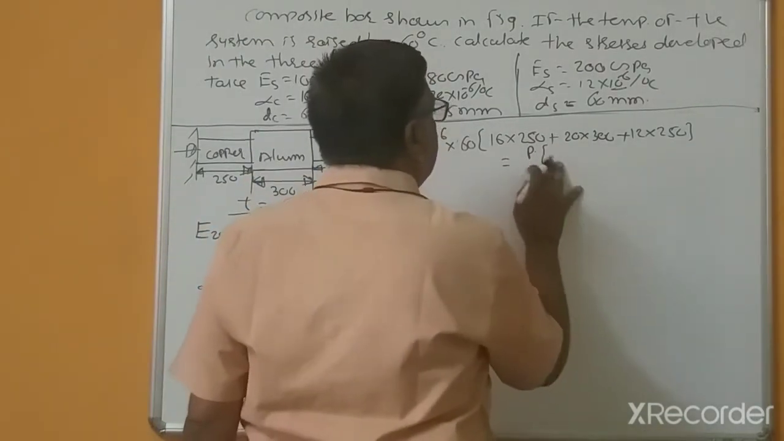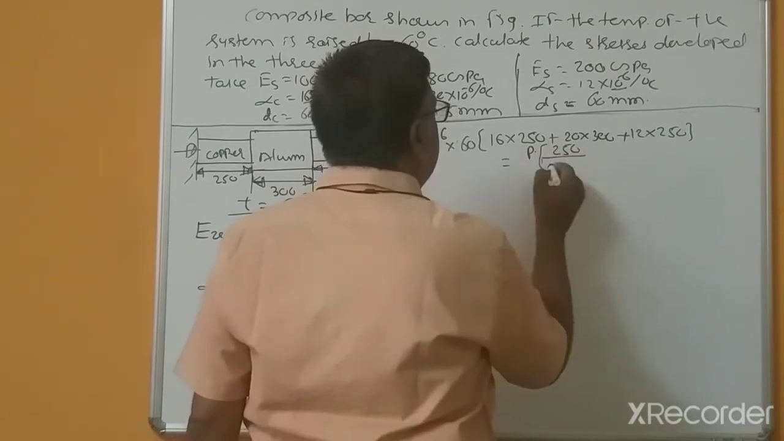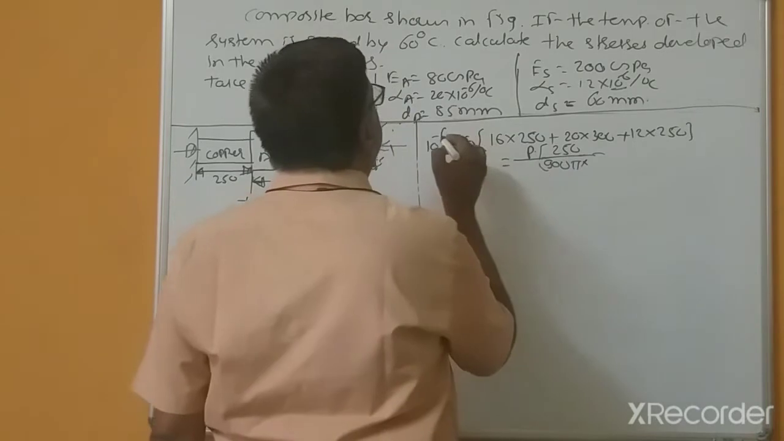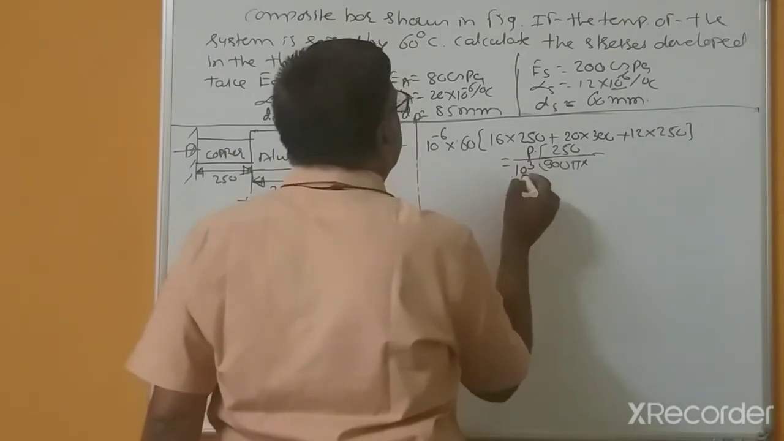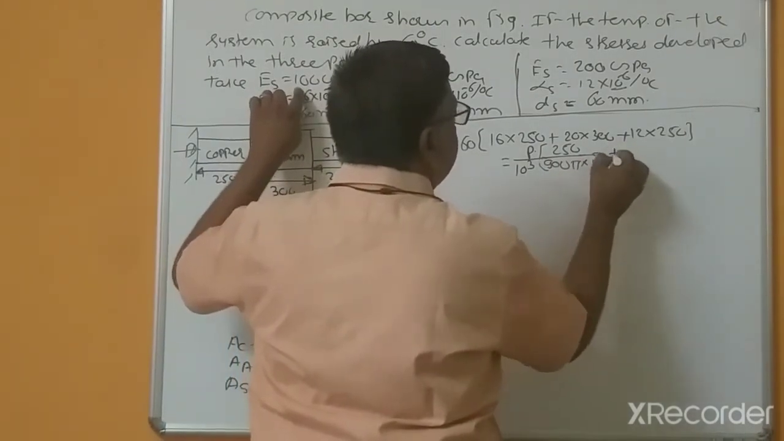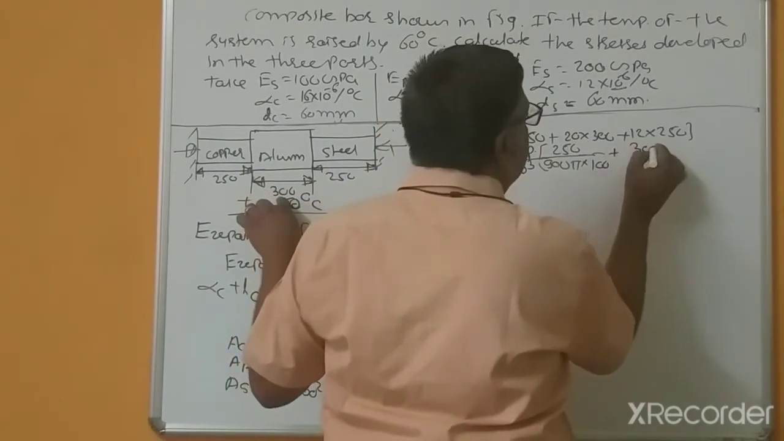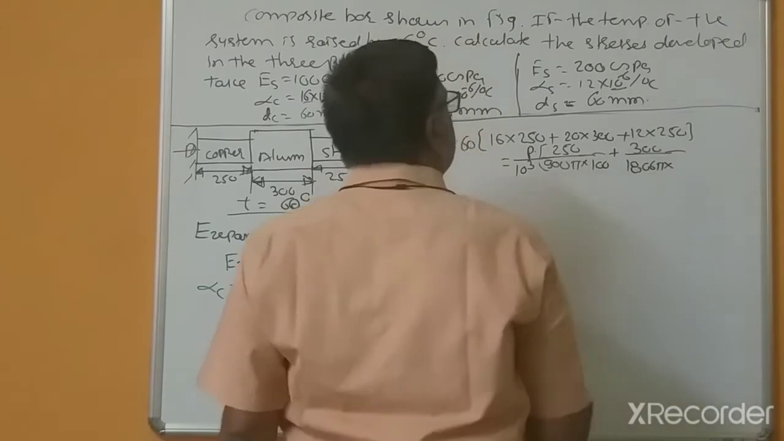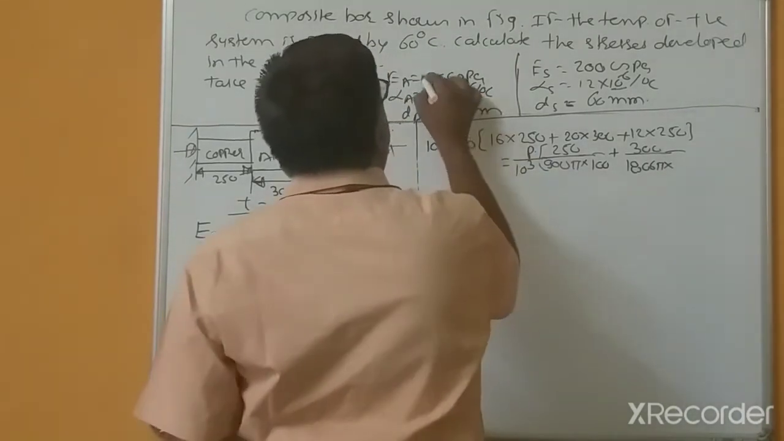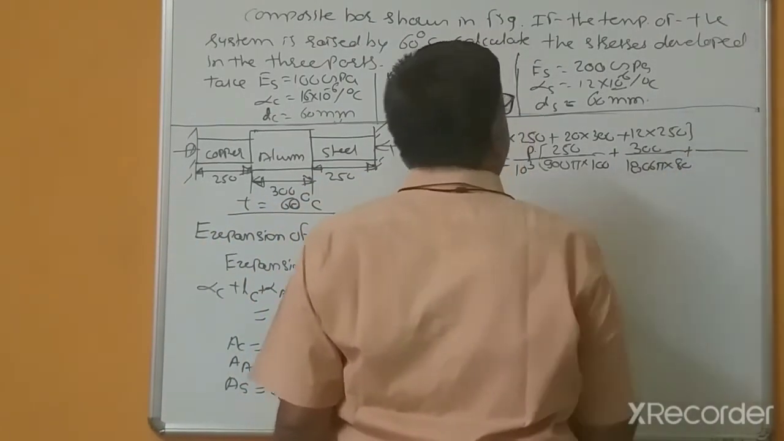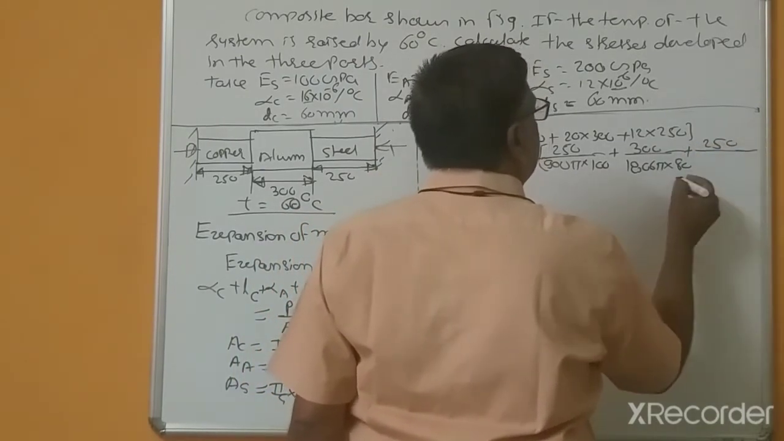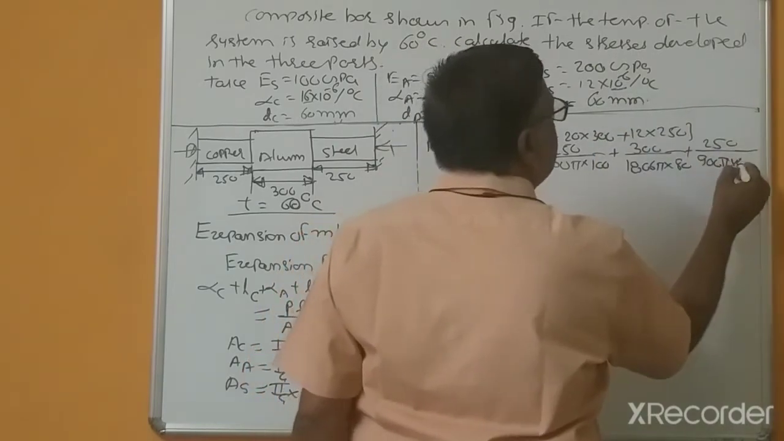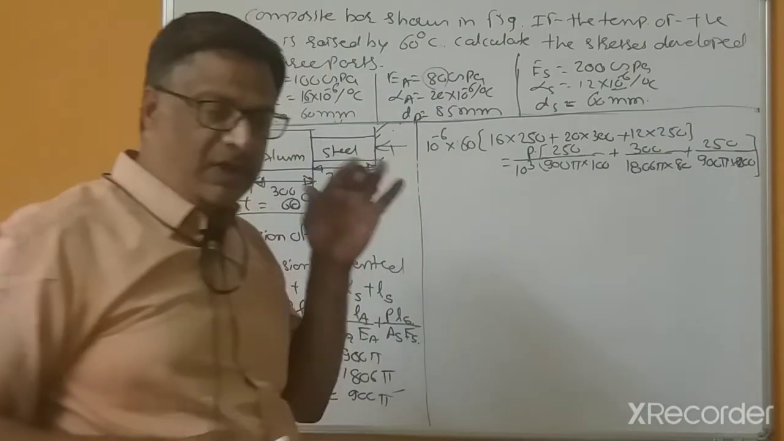and what is in the brackets? Now length 250 divided by area 900 pi, and by taking common 10 to the power 3, the remaining is 100, plus this is 300, 1806 pi multiplied by this 80, plus again 250 divided by area 900 pi multiplied by this is 200, bracket closed. So try to understand briefly.